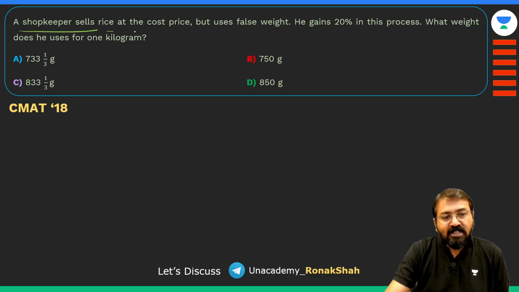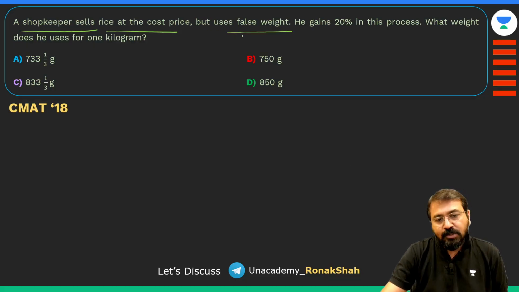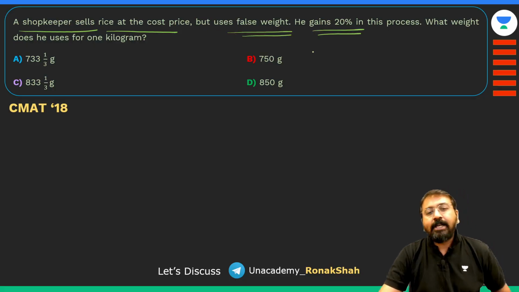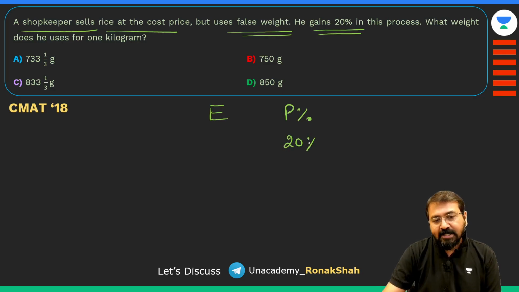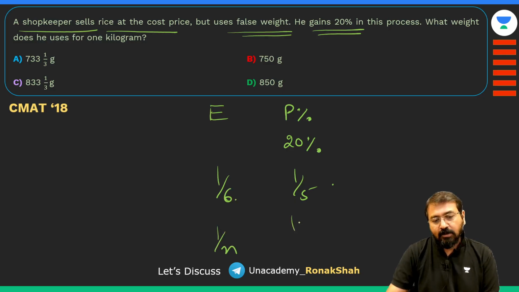A shopkeeper sells rice at the cost price but uses false weight. He gains 20% in this process. So what weight did he use for 1 kilogram? Do you remember that error and profit percent? Profit percent is 20%, so can I say it's 1/5? So error should be 1/6. It is 1 by n, so this will be 1 by n minus 1. So error should be 1/6.